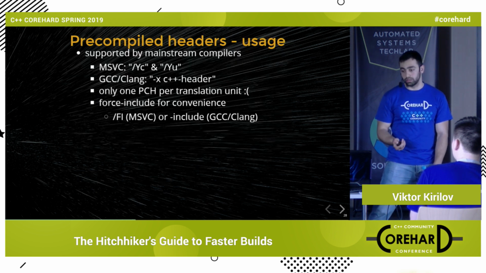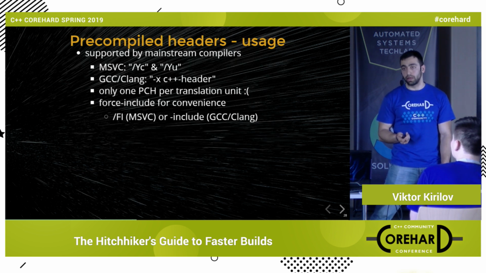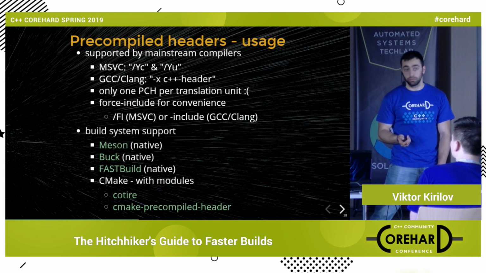How do we use precompiled headers? Well, there are flags for the compilers, but we don't want to be using compiler flags directly. So there are a bunch of build systems which support them. For example, for CMake, there are a few open source projects on GitHub which will automate the precompiled header usage.